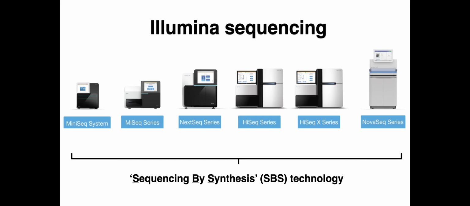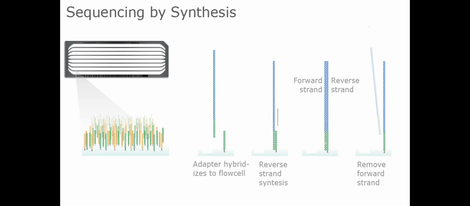All right, so as I mentioned before, the nice thing about this technology, about Illumina sequencing, is that if you understand the underlying technology of sequencing by synthesis, then you understand how all of these sequencers work. So now let's talk about SBS and what it means. We'll start with the idea of a flow cell, which is, for all intents and purposes, you can think of it as a glass slide.